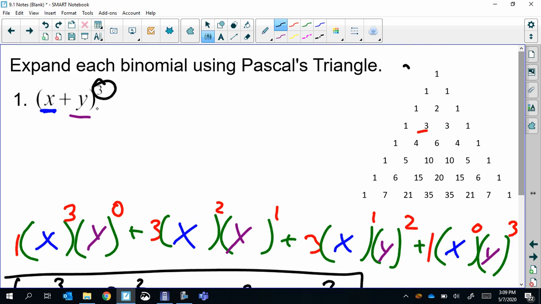to any power. It's going to follow this shortcut. We're going to take the numbers from the triangle, 2 parentheses for each of those numbers, 1 for each term, and then the exponents, and then just work it out and simplify.